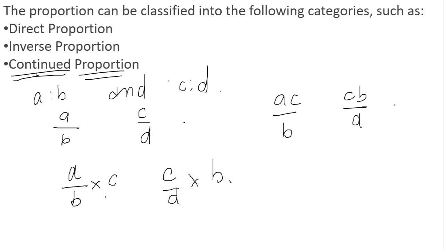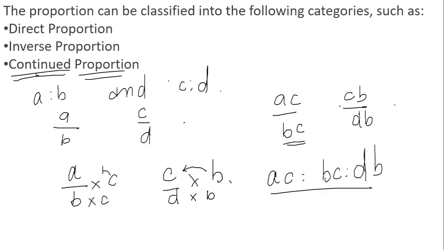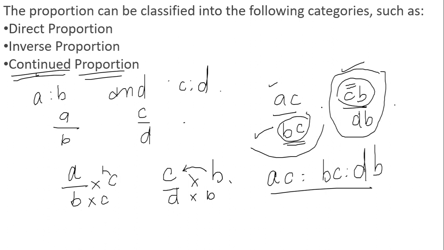Here I have to take into consideration one thing. If I'm multiplying the numerator with C, then the rule is I have to multiply the denominator also with C. Similarly, if I'm multiplying the numerator with B, I have to multiply the denominator also with B. So I'll get BC as well as BD. From this we can clearly say that the first ratio is AC upon BC and the second ratio is BC upon BD. Thus the continued ratio is going to be AC is to BC is to BD. CB or BC is one and the same. So this is said to be the continued proportion. That is, the denominator of the first ratio is the numerator of the second ratio, right?